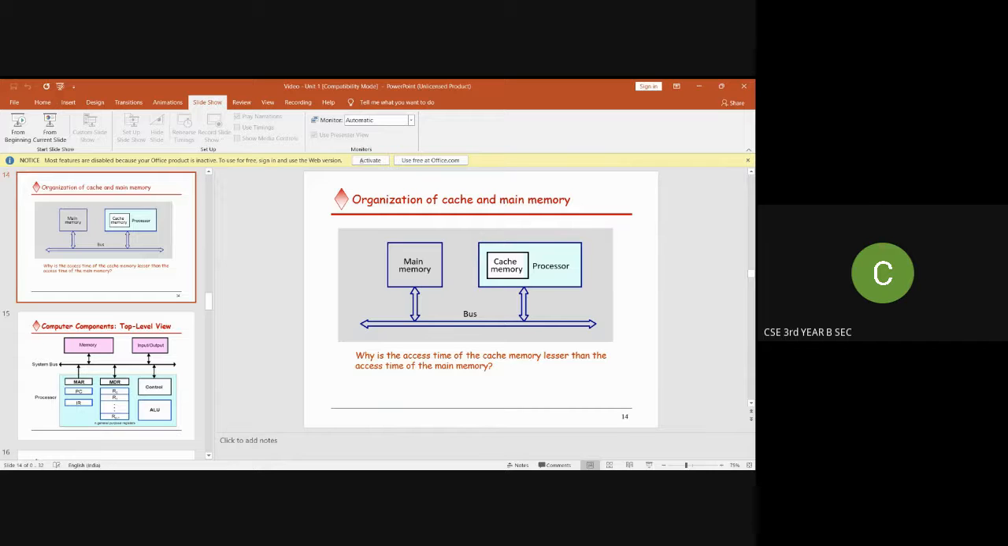Since it is a small size memory, the particular word can be searched in a very small amount of time. Main memory is a very big one compared to the cache memory. So in order to access a particular word, it takes some time. So that's why we are saying that main memory is the slowest one and cache memory is the fastest one.